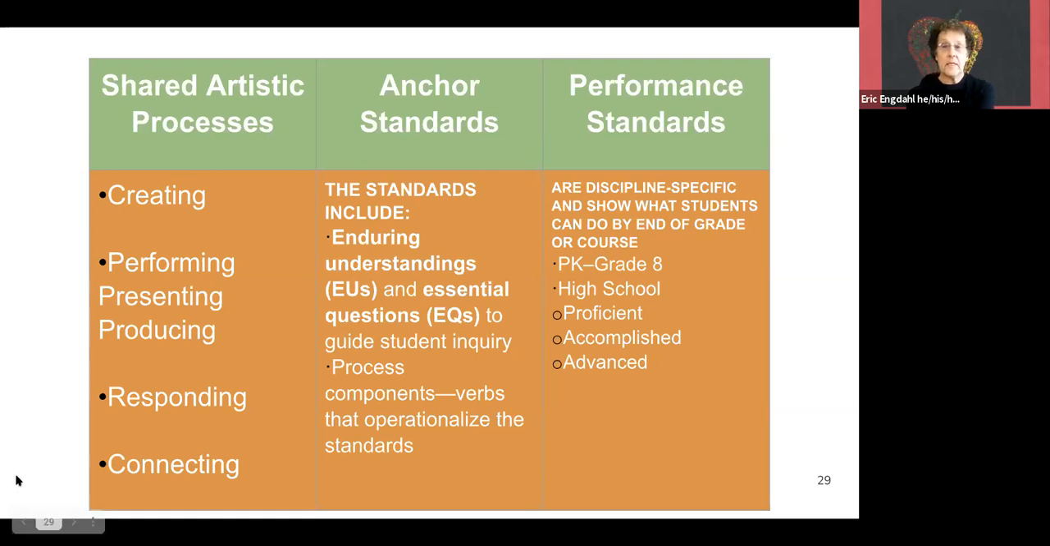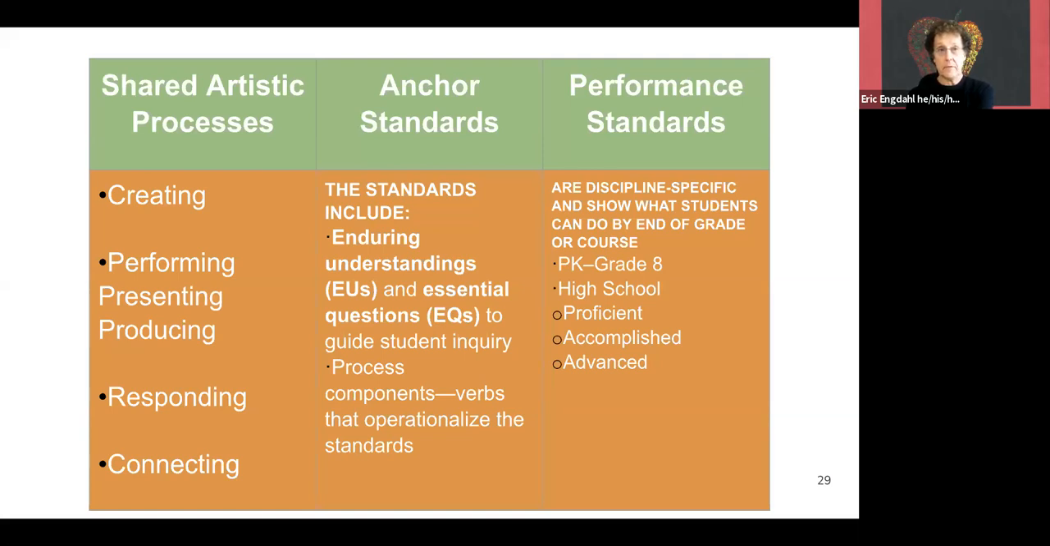And then you will see that if you look into the performance standards, they are discipline specific, and they show what students can do by the end of a grade or course. So for PK, pre-kindergarten through grade 8, there are grade specific standards under each of the artistic processes that should be taught in those grade levels. However, for high school, it's a little bit different.